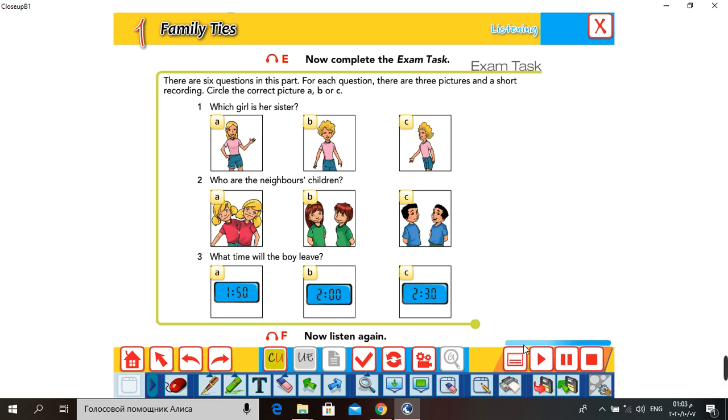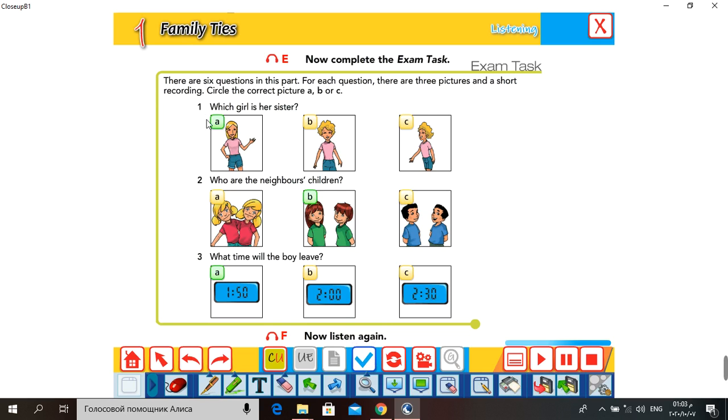Alright, I hope this was clear enough to you. Now let's answer the questions. Number 1, which girl is her sister? Which do you think? Picture A, B, or C? Think carefully and try to get the right answer. Okay, for question 2, who are the neighbor's children? You heard, was it a boy, a girl, 2 boys, 2 girls? Think. What time will the boy leave? Was it 1:50, 2, or 2:30? Now, are you ready to check your answers?